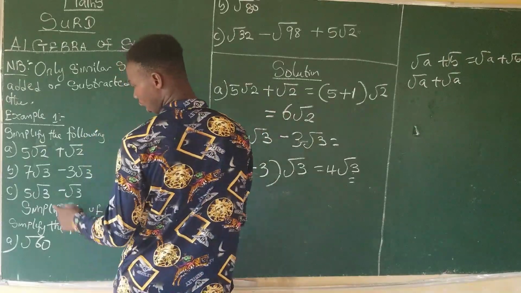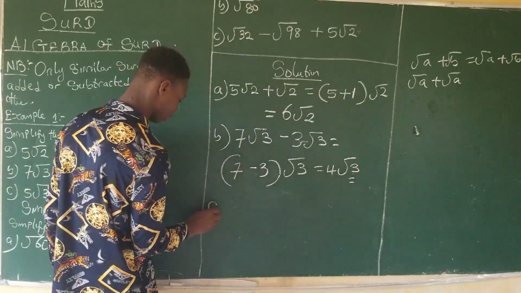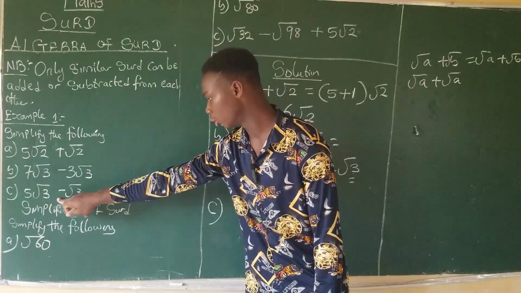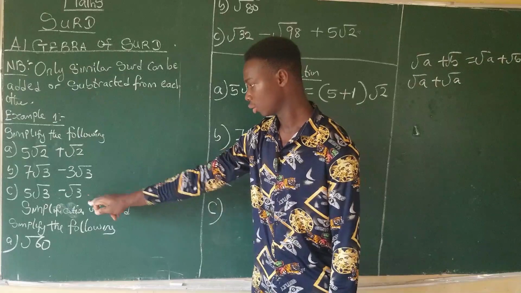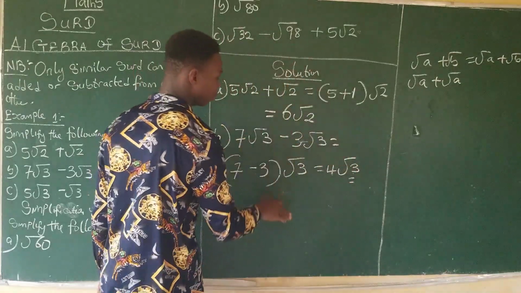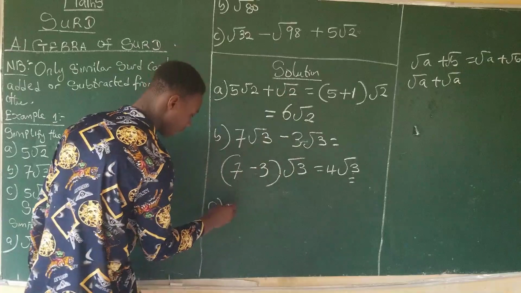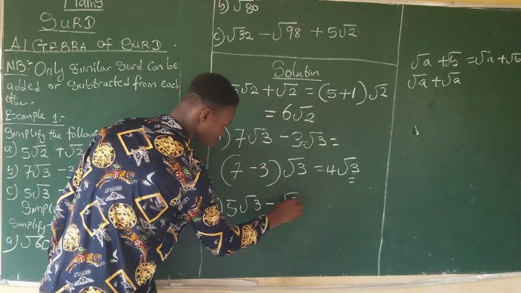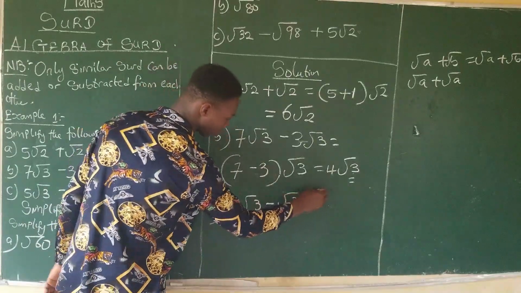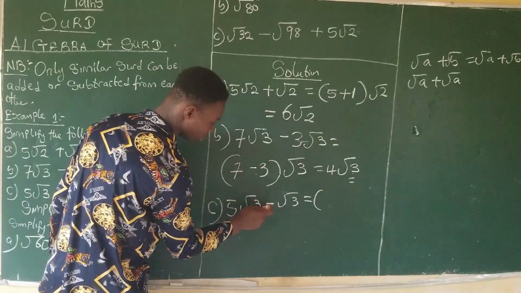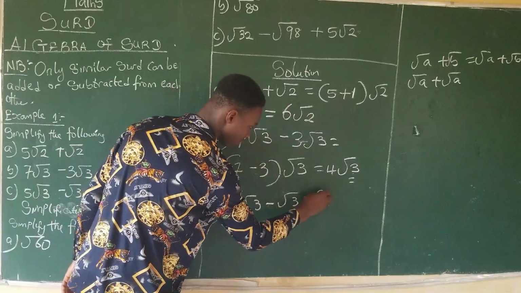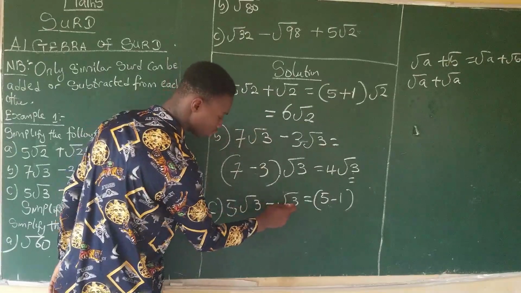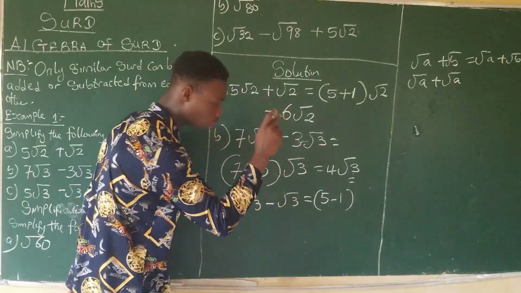The third one states 5 root 3 minus root 3. It always follows the same principle in addition and subtraction. So we have here 5 root 3 minus root 3. Open a bracket: 5 minus the invisible 1. Close your bracket. Between these two roots, since they are similar, pick one of them again.